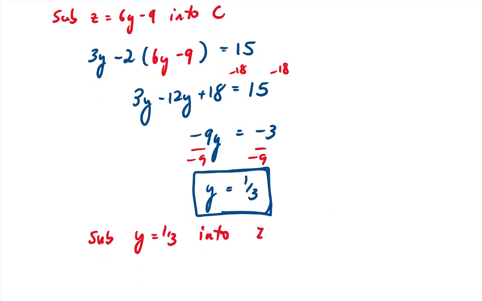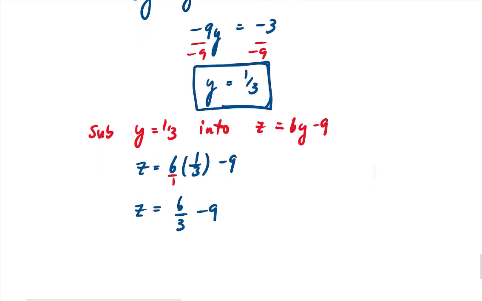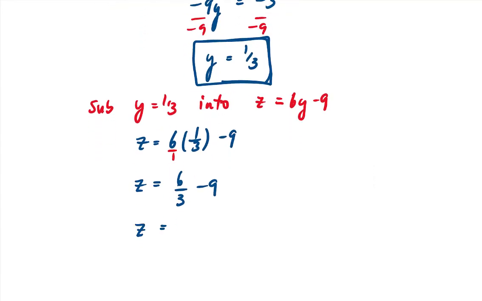Or even better, let's use our equation for z, where we said z is equal to 6y minus 9. Recall that 6 is the same thing as 6 over 1. So we get that z is equal to, well, 6 times 1, numerator times numerator, is 6. 1 times 3 is 3, minus 9. And we get that z is equal to 2 minus 9, which equals negative 7. So now we have the z value.